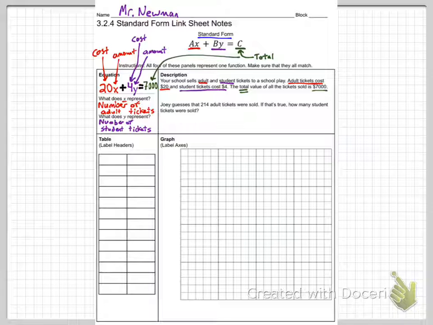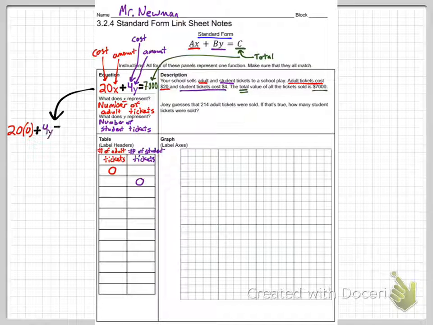Now, in order to graph this, we need the headers. This is why we asked what x and y represent, so we can fill out the headers: number of adult tickets and number of student tickets. And if you remember, the easiest way to graph standard form is to plug in a 0 for x and find the y value, and then plug in a 0 for y and find the x value. That'll give us 2 points, and then we can just connect the dots.